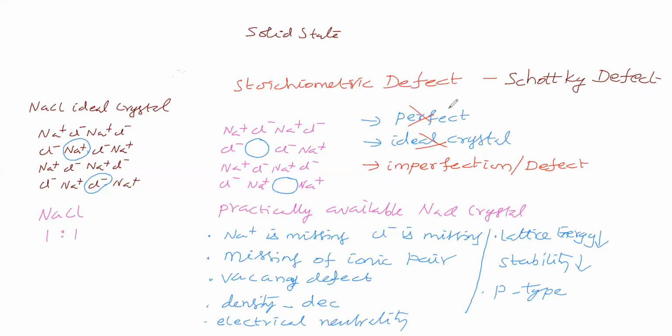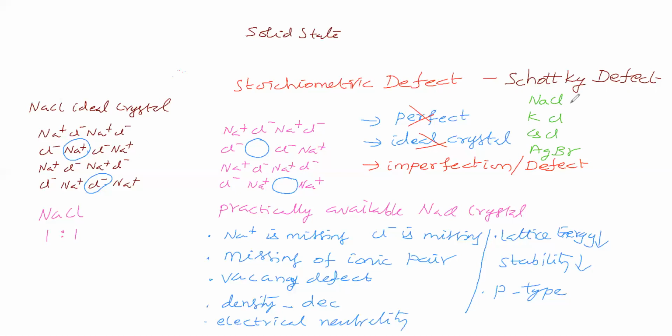Okay, so which crystals will show Schottky defect? That we will see. In the first group, sodium chloride, potassium chloride, cesium chloride, and from another group, silver bromide. These crystals are showing Schottky defect.